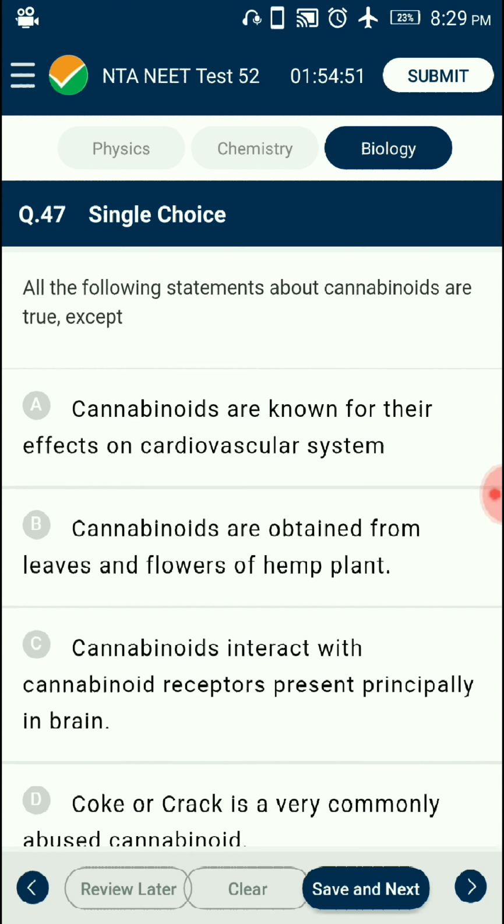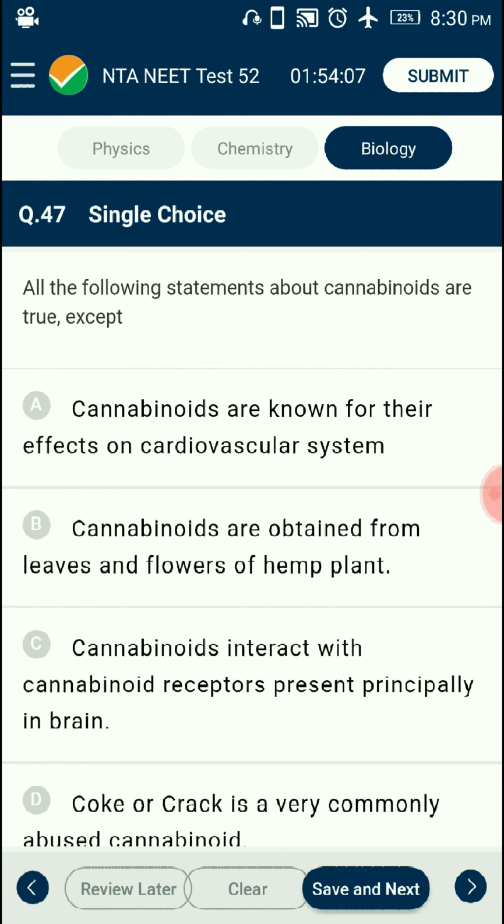Question number 47. All the following statements about cannabinoids are true except. The most commonly abused drugs are opioids, cannabinoids and coca alkaloids. These substances have an addictive nature and are dependence forming. Cannabinoids are a group of chemicals interacting with cannabinoid receptors in the brain. They are obtained from the plant Cannabis sativa, also known as the hemp plant. Most intake is either oral or inhalation, and they have effects on the cardiovascular system of the body.